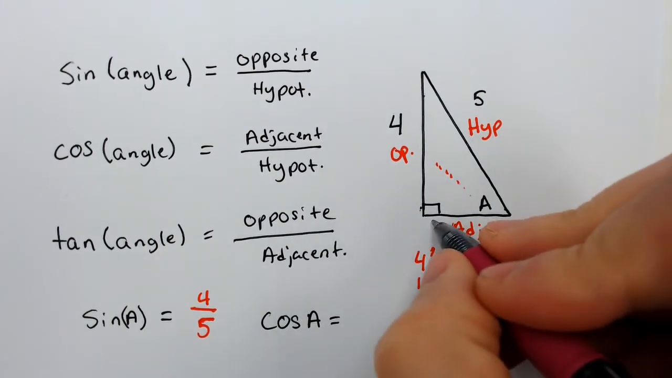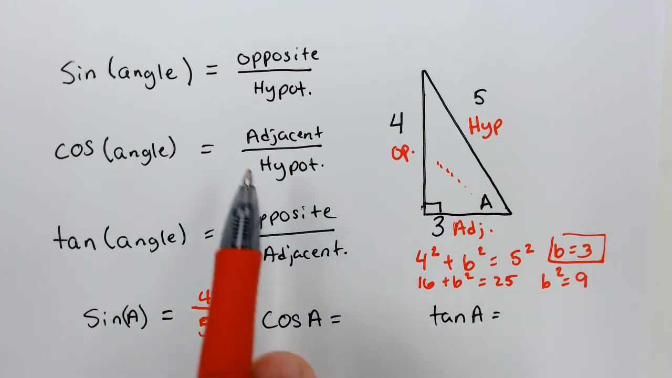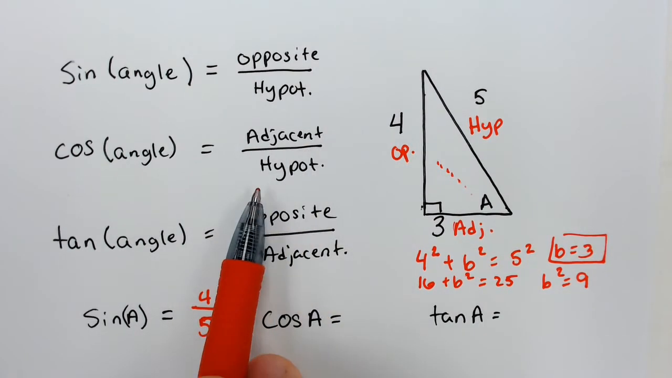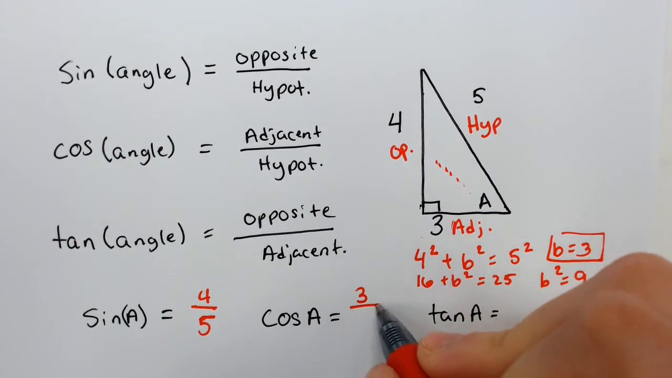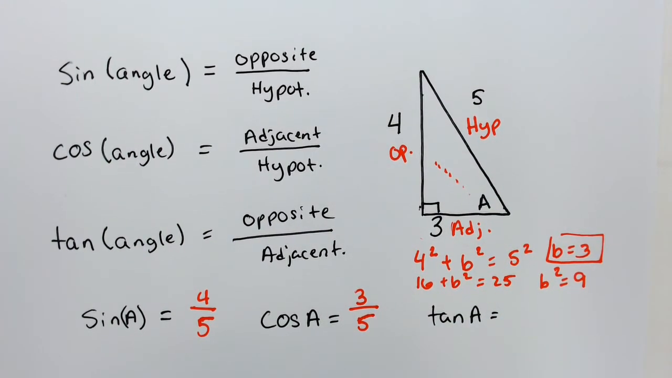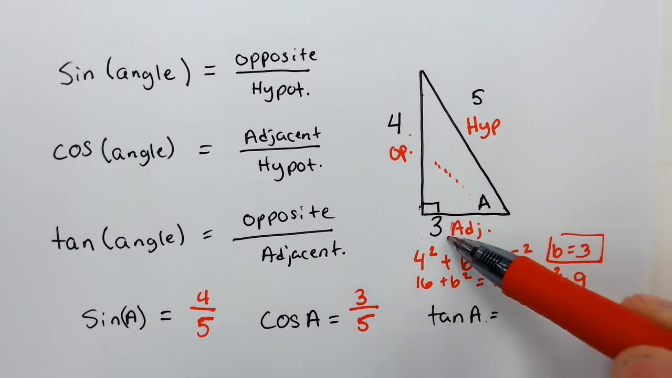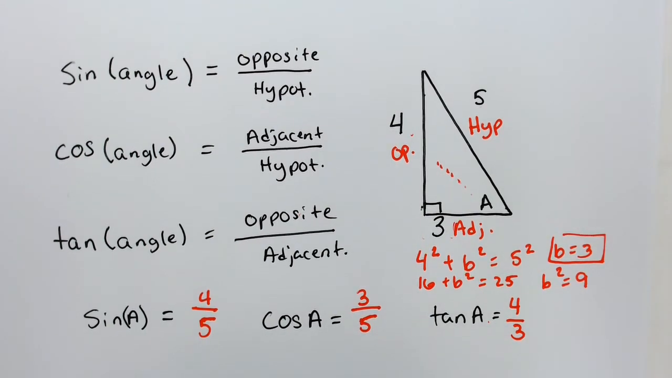Once you figure out what the adjacent side is, then we can fill in our cosine and our tangent, because cosine is the adjacent side over the hypotenuse side. So adjacent, we just found out, was 3, over the hypotenuse is 5. Tangent is opposite over adjacent, so I just have to find my angle A, go to my opposite, 4, and put it over my adjacent, 3. That's it. So that's labeling the trigonometric ratios. You don't have to do anything else.